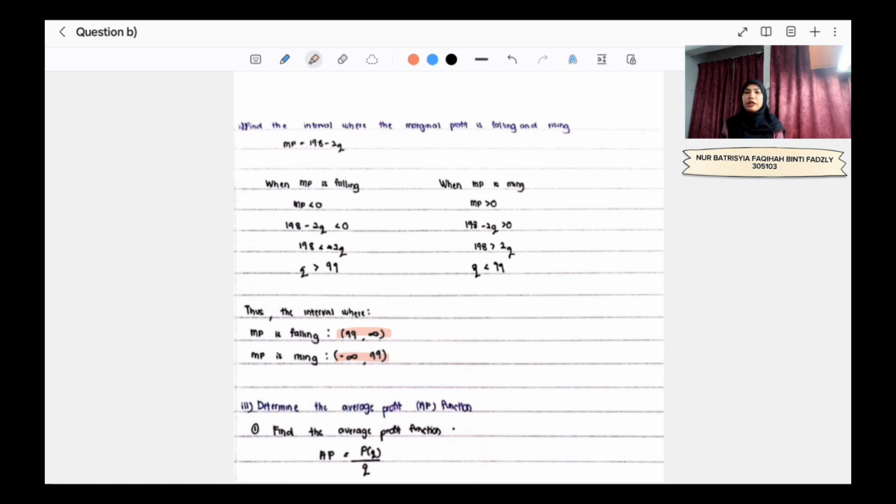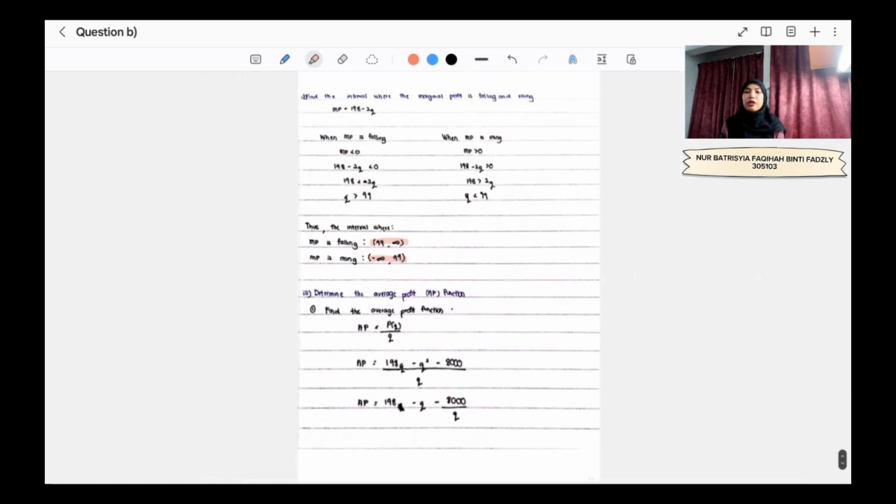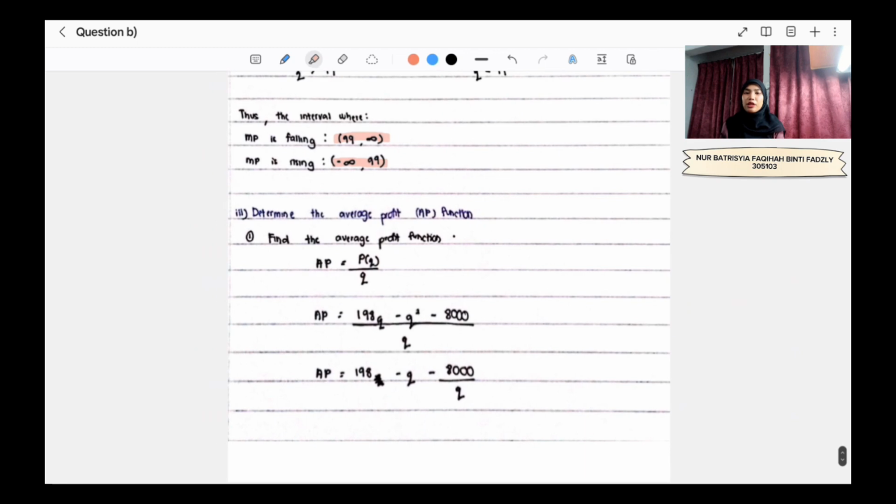Part 3, we will determine the average profit AP function. The formula for the average profit function is P(Q) over Q. We already got P(Q), then we will substitute it into the formula. Then we will get (198Q - Q^2 - 8,000) over Q. Then we simplify it, dividing each term by Q. So we get the final answer, AP = 198 - Q - 8,000/Q.